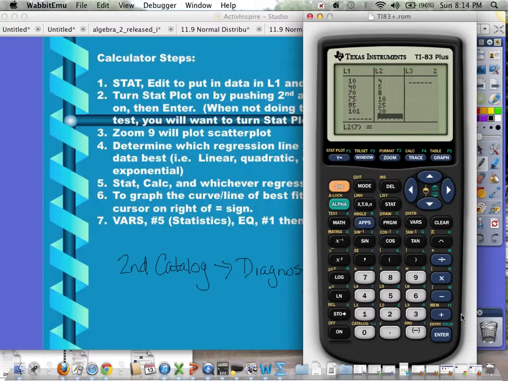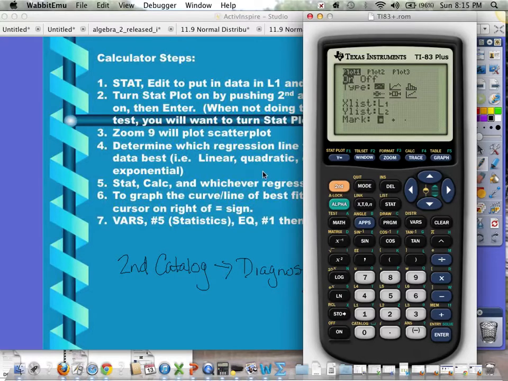Okay? All right, so once you get your data put in, then you want to turn your stat plot on. If you're doing the statistics part, you go to second y equals, and you roll over here to number 1, and you roll over to on. Make sure it highlights on, and hit enter. Okay, and now it is on. Now this stat plot part is the part that I'm talking about where you don't want to leave it on all the time.